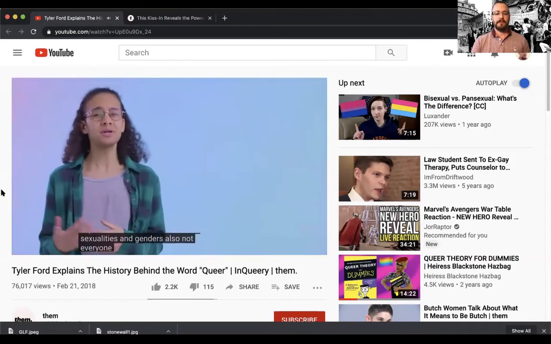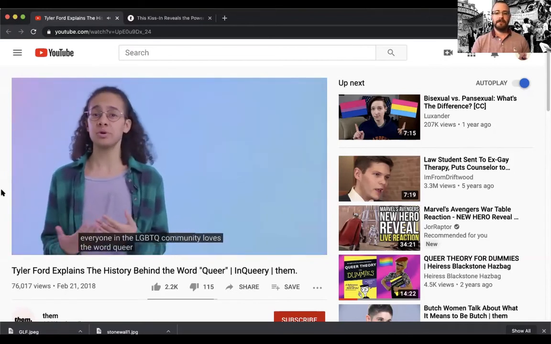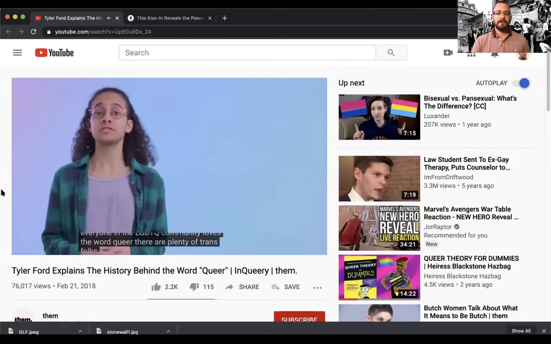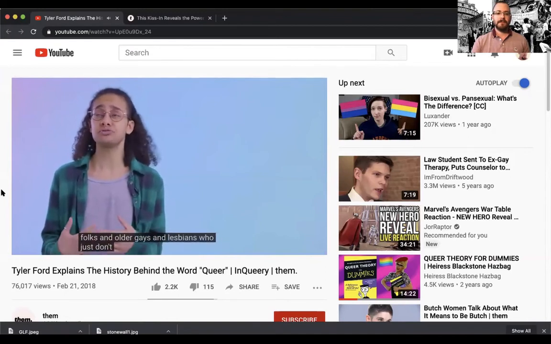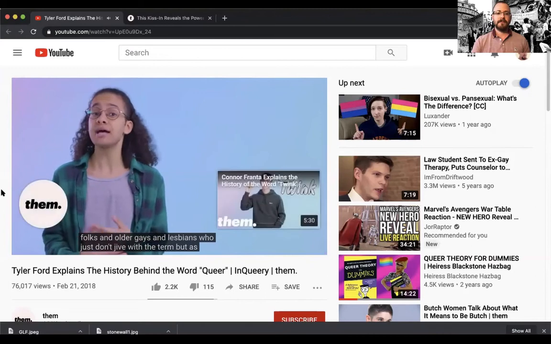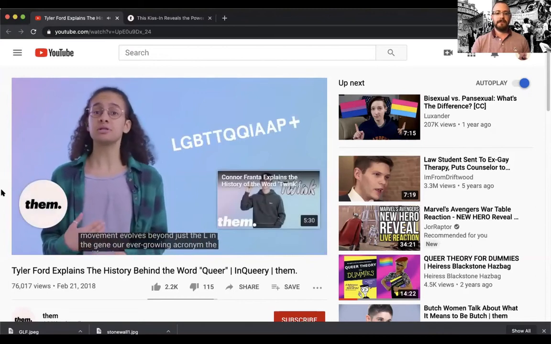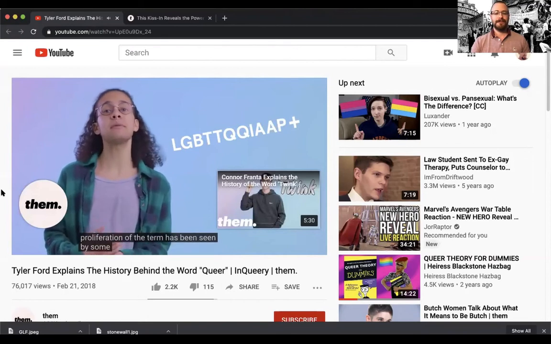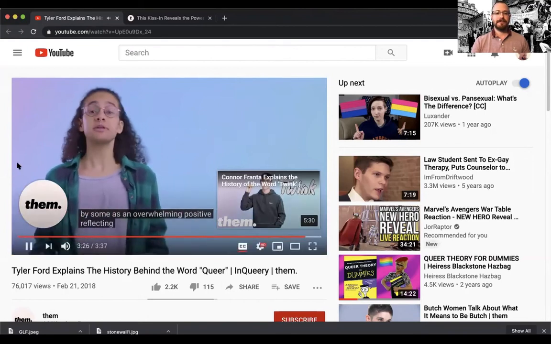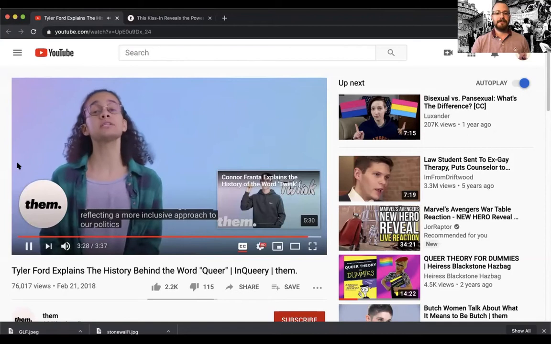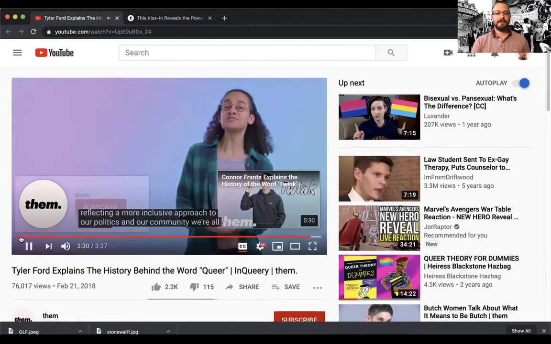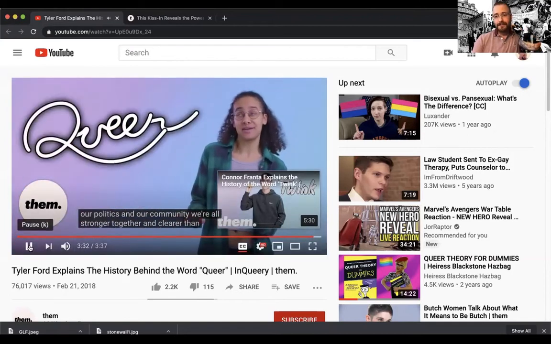Also, not everyone in the LGBTQ community loves the word queer. There are plenty of trans folks and older gays and lesbians who just don't jive with the term. But as our movement evolves beyond just the L and the G in our ever-growing acronym, the proliferation of the term has been seen by some as an overwhelming positive, reflecting a more inclusive approach to our politics and our community. We're all stronger together and queerer than ever.